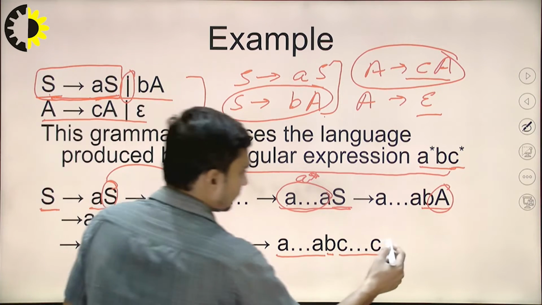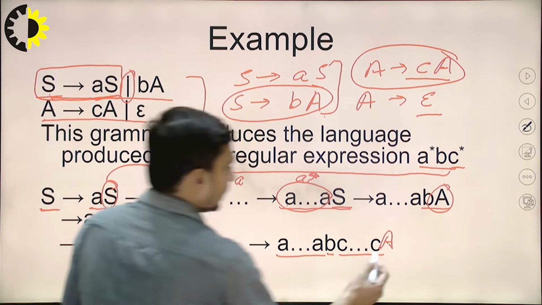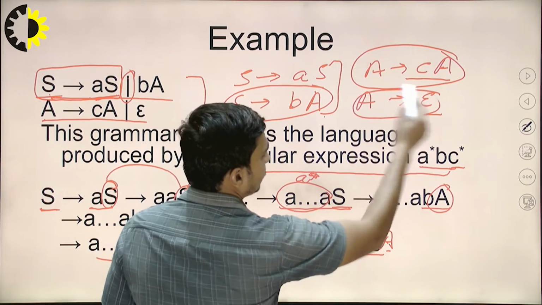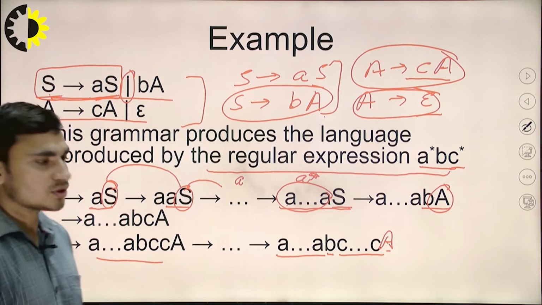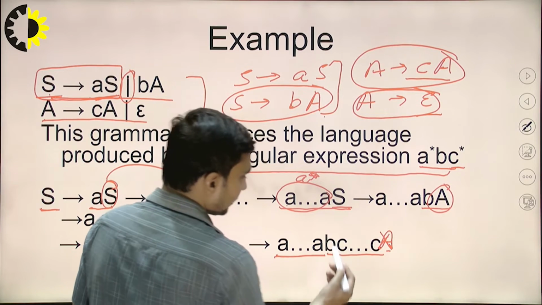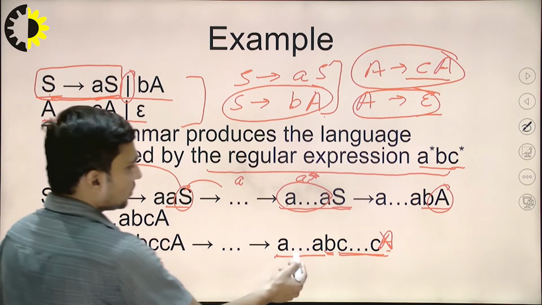After that we will have A. A can be dropped or removed by applying this production rule. If we apply this production rule, in that case A will be dropped, and now we will have a number of A's, then B, then a number of C's. So, how many A's can we have?